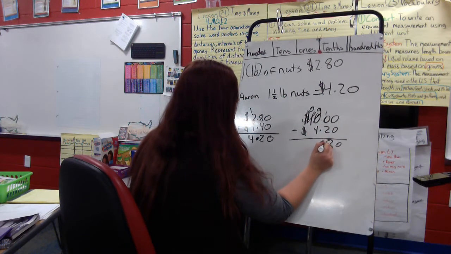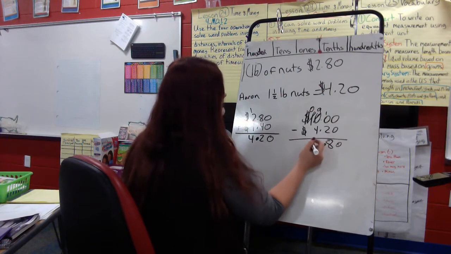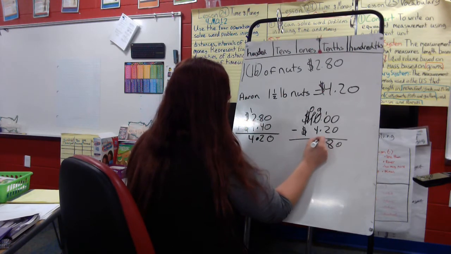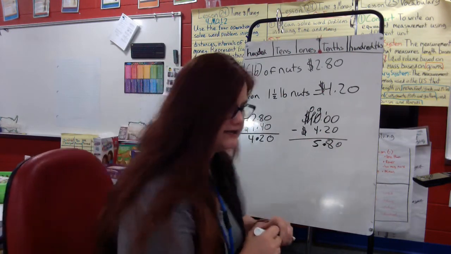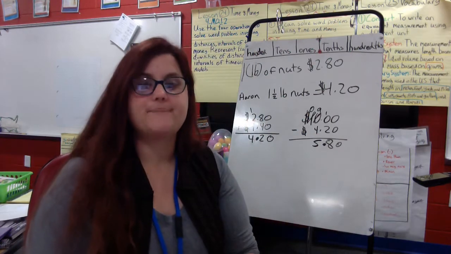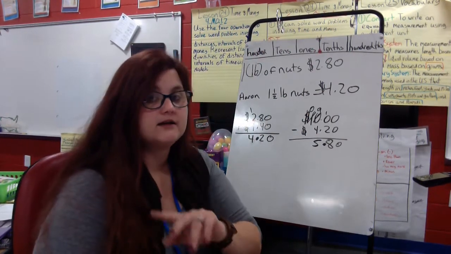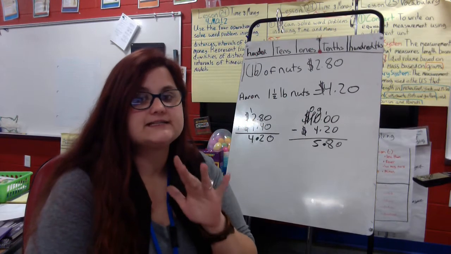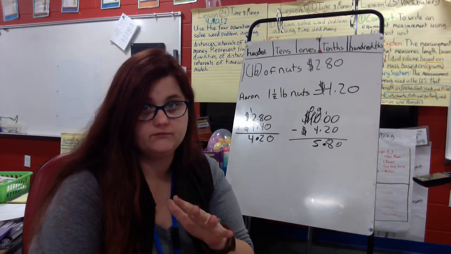Bring down that decimal point. 9 minus 4 is 5. So he got $5.80 back. The decimal, don't let the decimal mess you up, okay?